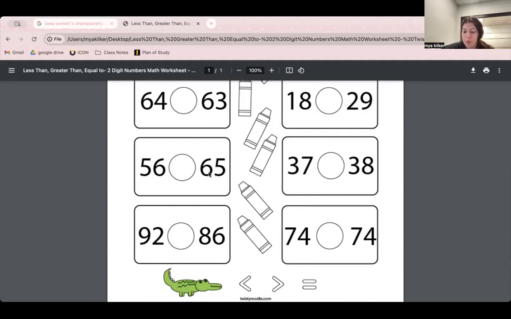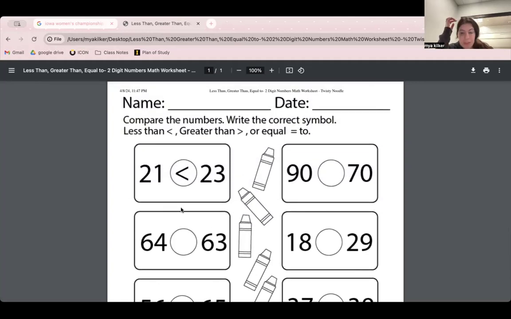You should have a number chart with you during these Zoom lessons, and you have a number chart on your desk. So we're going to be working on these more in class.